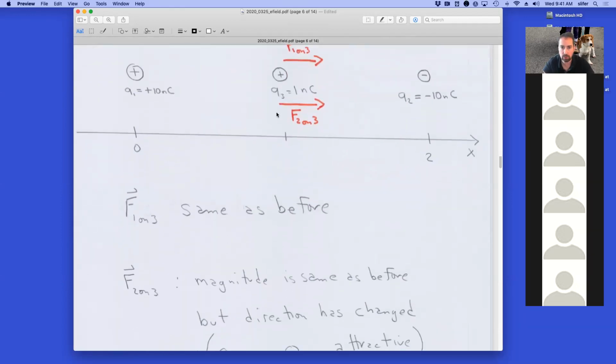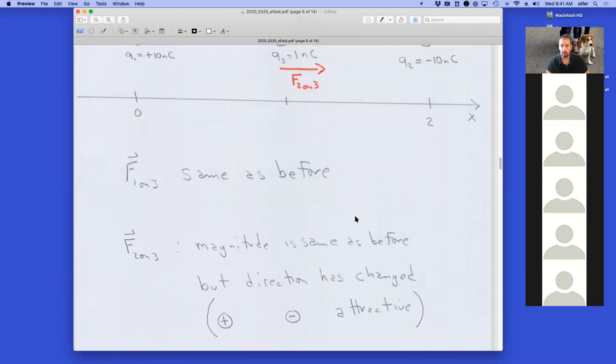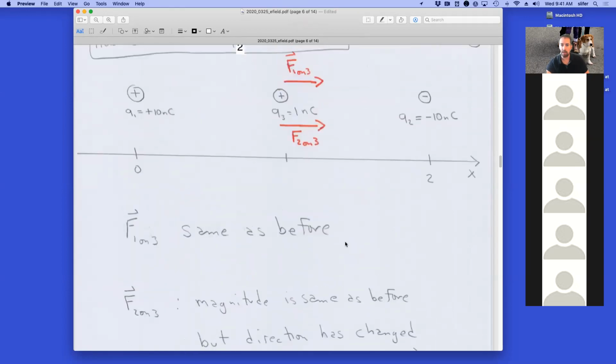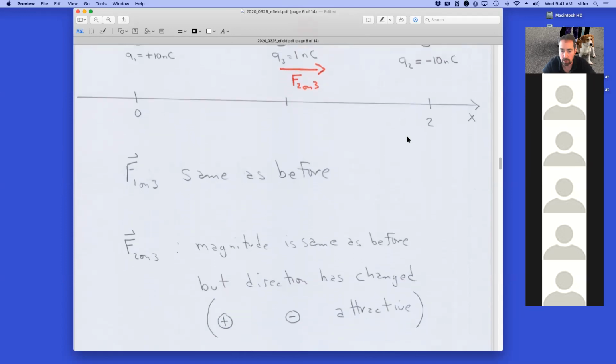So F2 on 3, again in this awkward notation, that's the force that 2 is exerting on 3. The magnitude is the same because the number 10 is the same, although I've changed it to a negative. But the direction now has changed. I now have a positive and a negative, and they want to be brought together like that. And what does that mean when they are brought together? It means that now 2 on 3 is going to be pulling 3 in this direction. So the direction has changed.